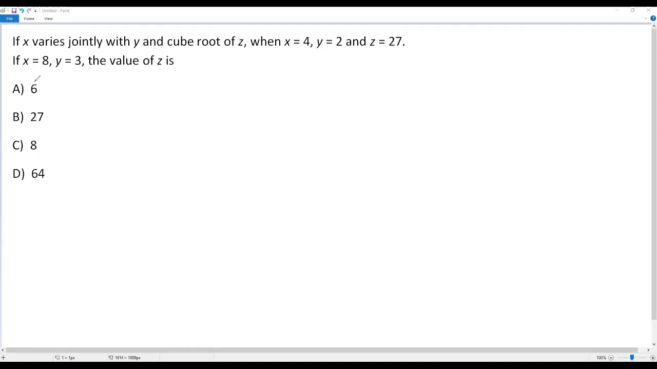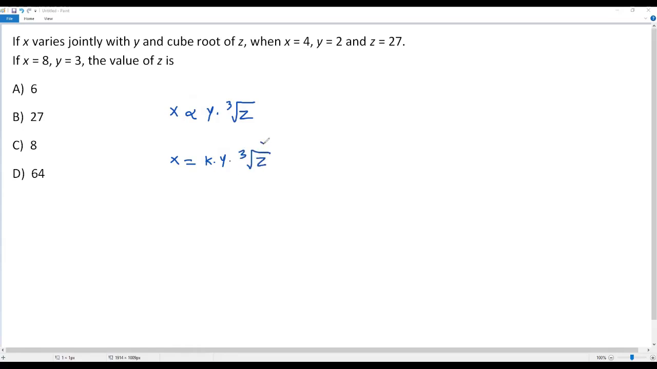Okay, from the given information, we have to find the value of z when x equals 8 and y equals 3. The question says x varies jointly with y and cube root of z. That is, x is directly proportional to the product of y and cube root of z. Now we can multiply the right side by some constant k and replace the proportional symbol by an equal symbol. That is, x equals k times y times cube root of z.